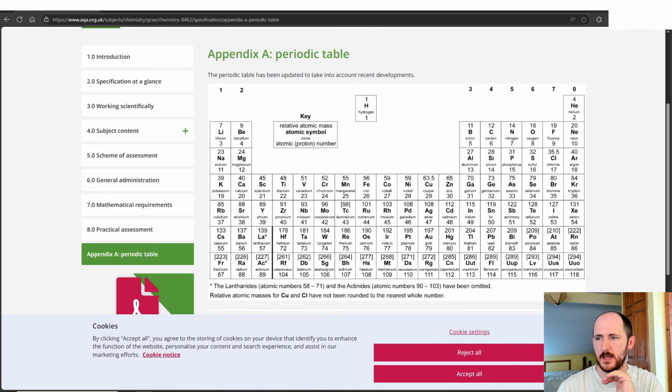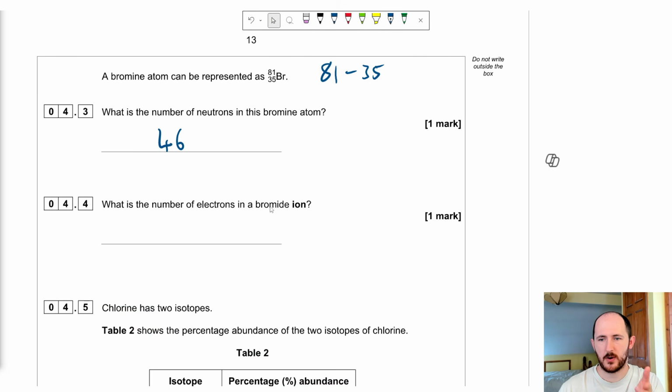And so we are going to basically add 1 electron to this. So when it says what is the number of electrons in a bromide ion, well, it's not 35. There's 35 electrons originally, but it's going to gain 1 electron to become an ion to have a full outer shell. So it's going to have 36 electrons in its outer shell.